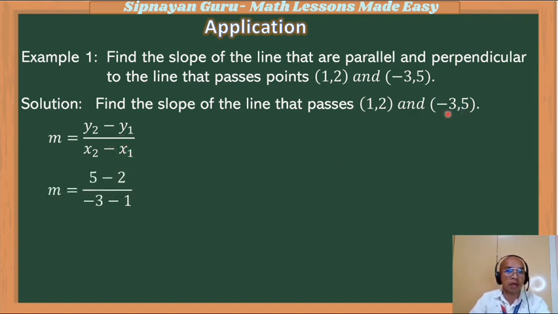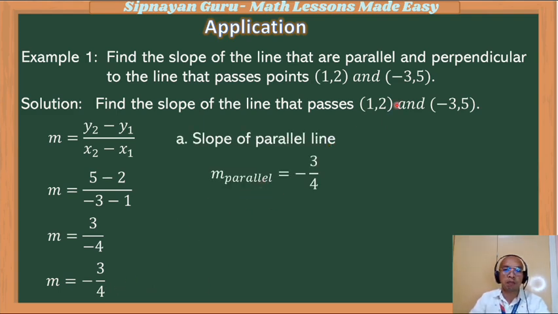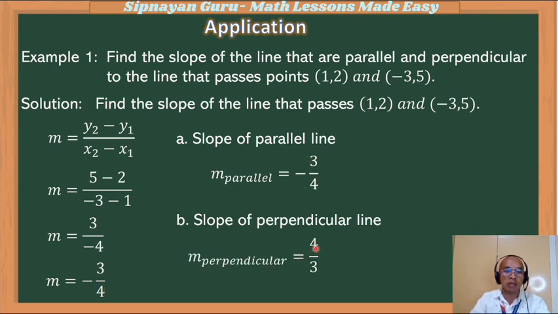So our y sub 2 is 5 minus y sub 1, 2, all over x sub 2, negative 3 minus 1. Simplify. So 5 minus 2 is 3. Negative 3 minus 1 is negative 4. So the slope of this line that passes through these points is negative 3 over 4. The slope of the line which is parallel to the line that passes through these 2 points has the same slope, so the slope is negative 3 over 4. The slope of the line perpendicular to this line, we just get the negative reciprocal of this slope. Since this is negative, its reciprocal is 4 over 3.